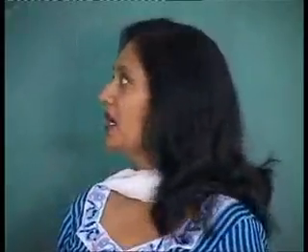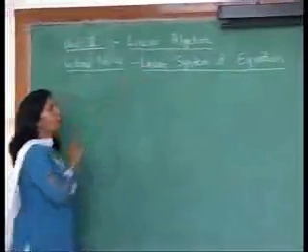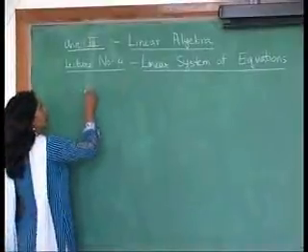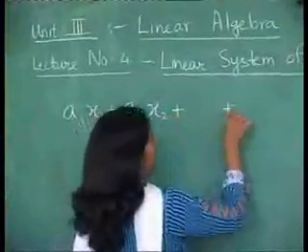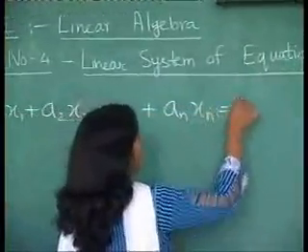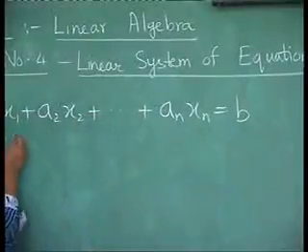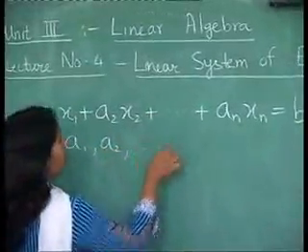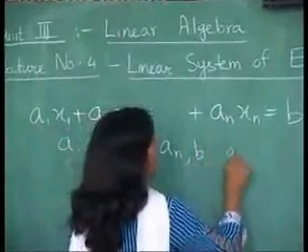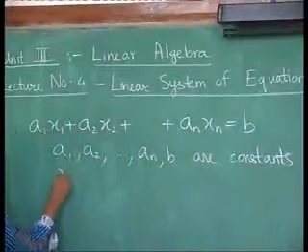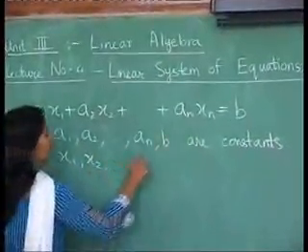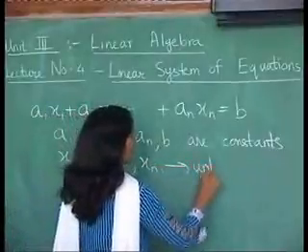Linear system of equations, and we'll see a method to solve a system of equations if it is consistent. Let me start with the definition of a linear equation. Any equation of the form a1x1 plus a2x2 plus ... plus anxn equal to b, where a1, a2, ..., an and b are constants and x1, x2, ..., xn are the unknowns.